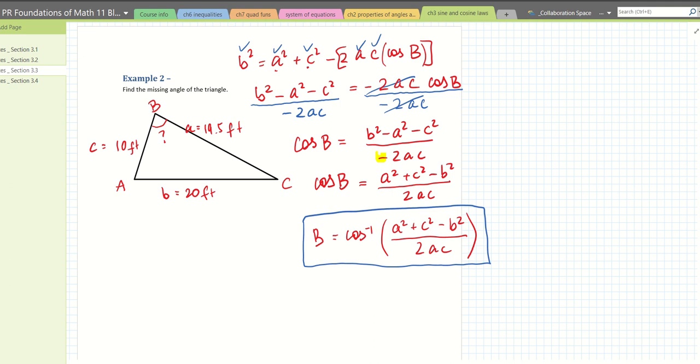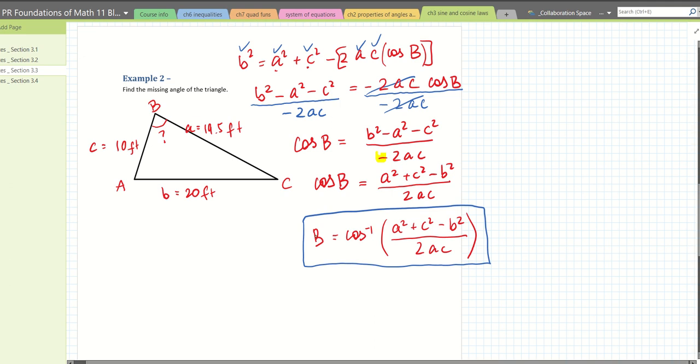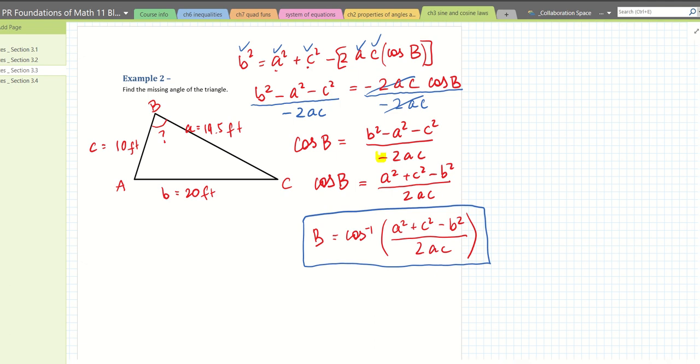But once you have your expression for the angle B, you can replace it with A, right? And then switch the A with B and C here in this equation. So you can have all three expressions for all three angles in your notes whenever you do questions dealing with cosine law.